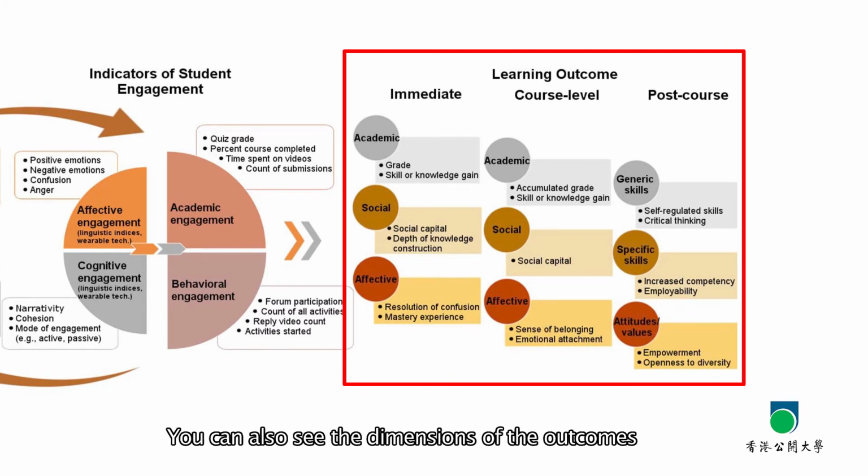And you can also see the dimensions of the outcomes that we are talking about. We're not just talking about the academic outcomes, but also different types of social or affective outcomes or the types of skills that are relevant.